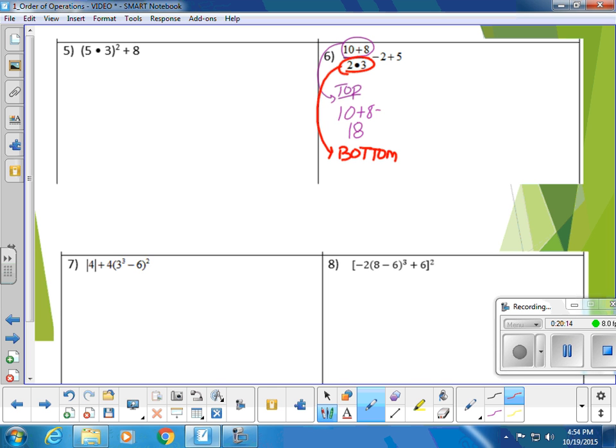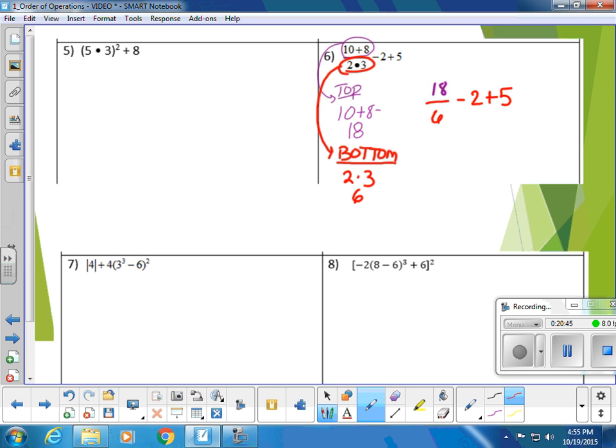And I'm doing this for clarification. You don't have to do it this way, but it helps to show all your work so you're not making mistakes. I have 2 times 3, which is 6. Now I have to put them back into the problem, and I'm going to show my work over here. 10 plus 8, or the top number, was 18. The bottom number was 6. And I'm going to write everything that I didn't do.